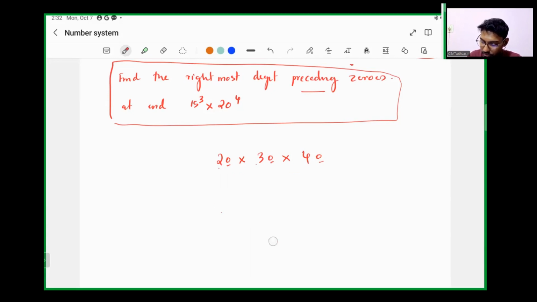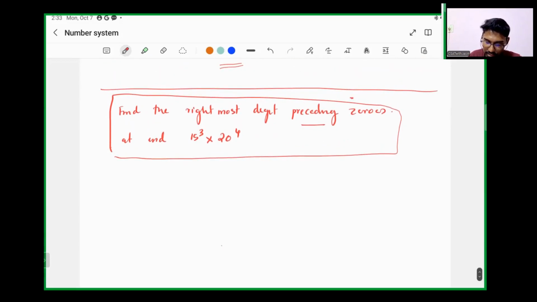Now, if I tell you, find the rightmost digit preceding the zeros in this number, you know that these 3 zeros will come anyway, at the end. Now, other numbers here are 2 into 3 into 4. 2 into 3 is 6, 6 into 4 is 24. So in this 24, this is the rightmost digit. So 4 will be the answer. So if a question comes like this, just remove all the zeros, do the other numbers and find out the rightmost digit. So in that way, just try to answer this question. Just try, find the rightmost digit preceding zeros at the end of 15 cube into 20 raised to 4.